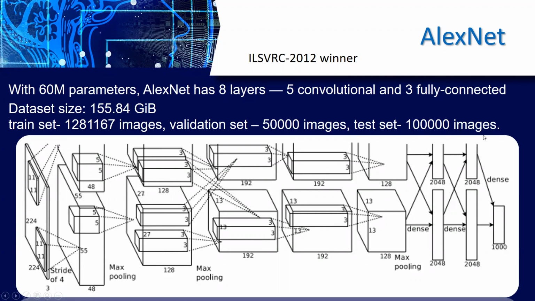Here they are using stride, max pooling layers, and convolution layers, and at the end they are using dense layers. You can see the size of the dense layer is 2048 nodes, and again 2048 nodes. But at the output you can see 1,000 classes. The number of classes in this particular ImageNet is 1,000, so in the output layer we have 1,000 classes.